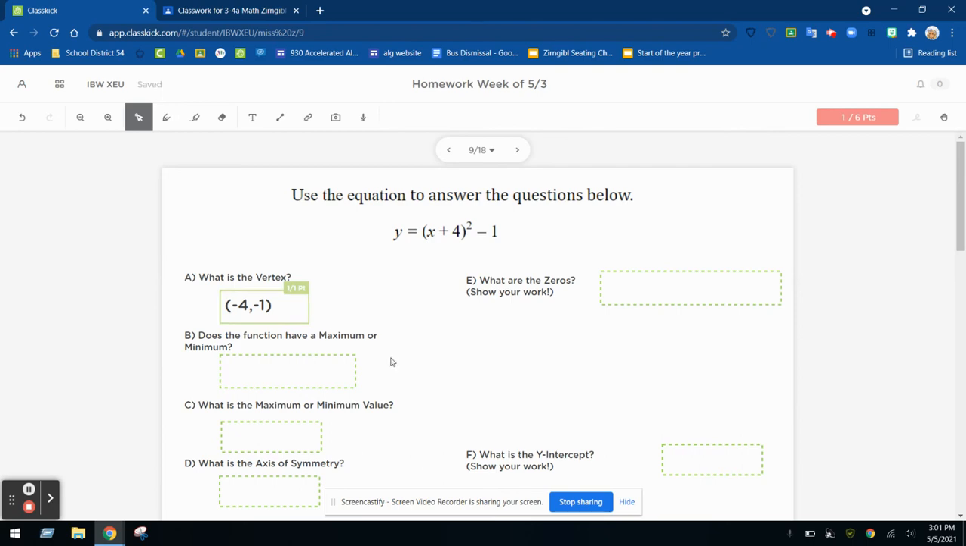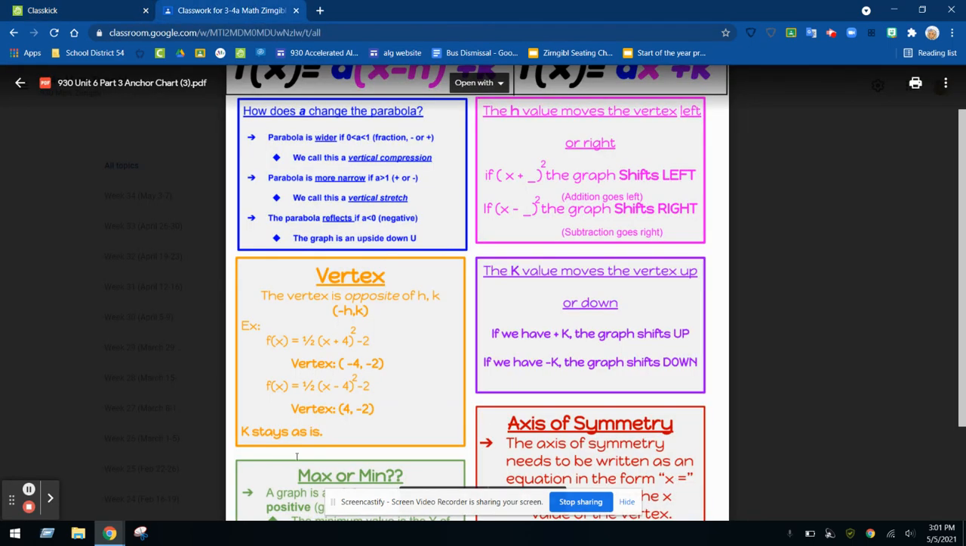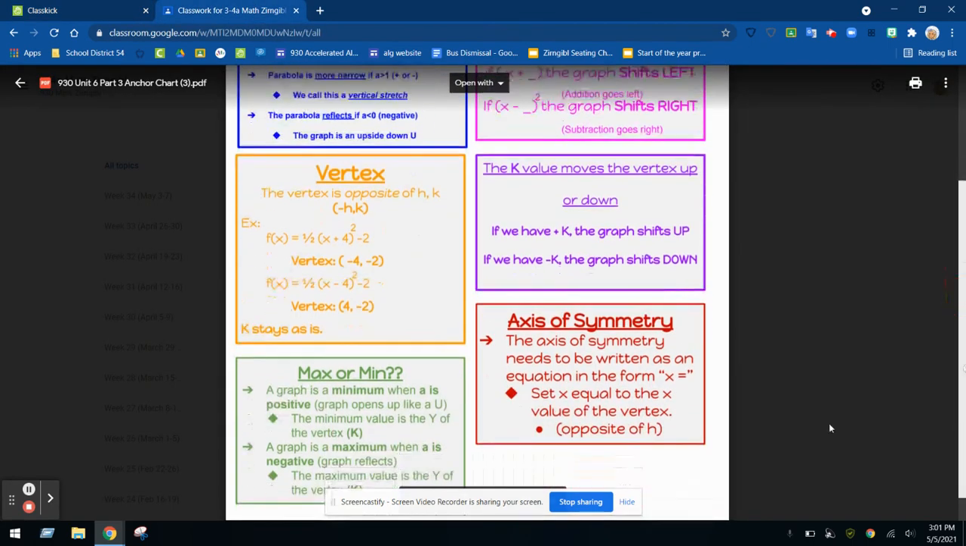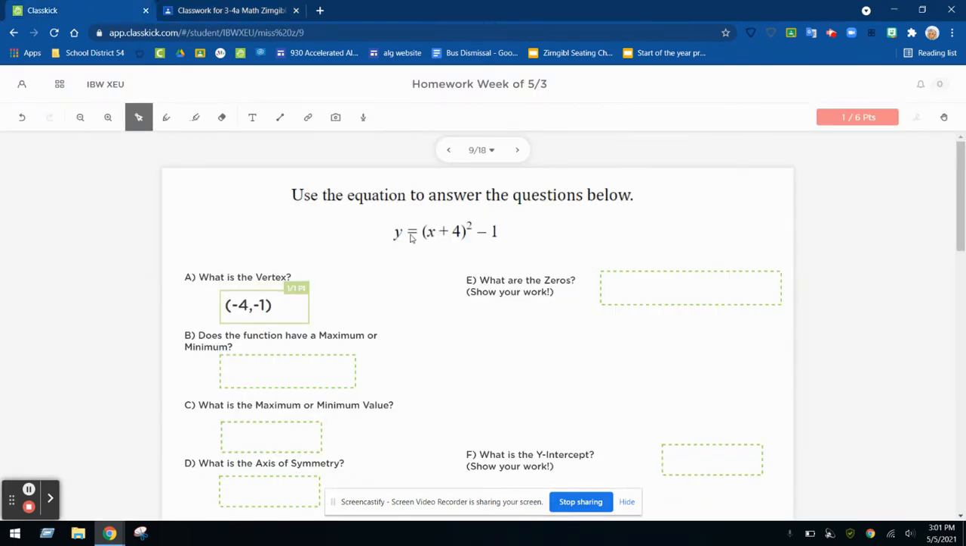Does the function have a maximum or a minimum? We just talked about this. If the a is positive, then it is a minimum. In this case, we don't see an a value there. That just means it is a positive 1. So we are going to say that this is a minimum.